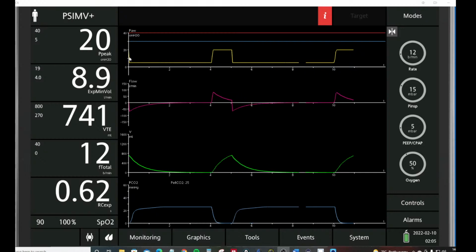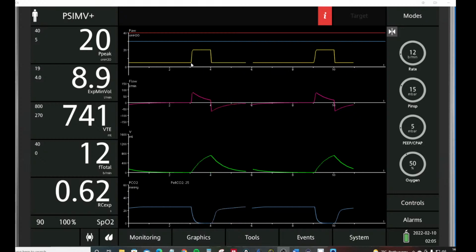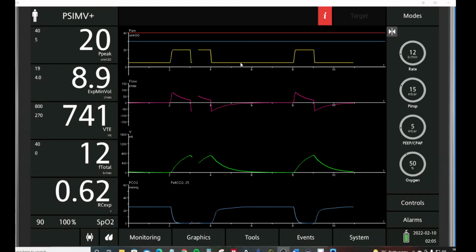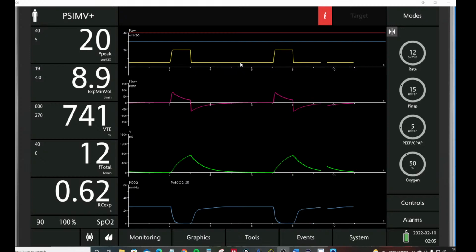So you can see that this is the pressure down the side and this is time along the bottom. And you can see the line here never drops to zero. It always stays at 5 centimeters, and then the pressure goes up as the breath goes in and then comes down as the breath goes out. So that is PEEP. Can go up to 8, can go up to 10, can go up to 15. There's different theories out there about how much PEEP one should be giving a patient, but that's for another discussion.